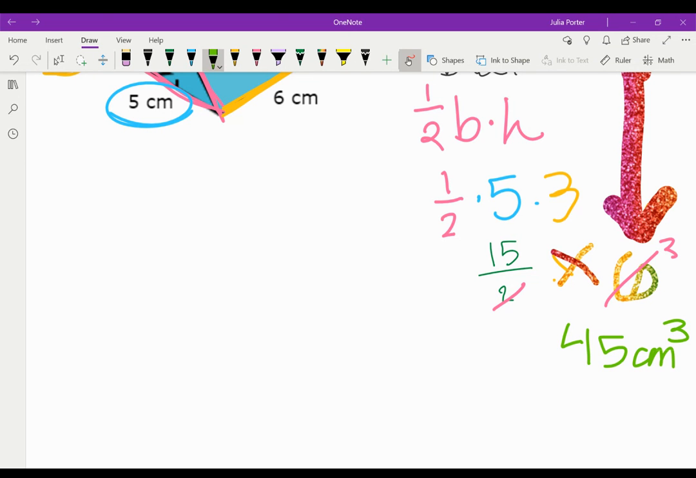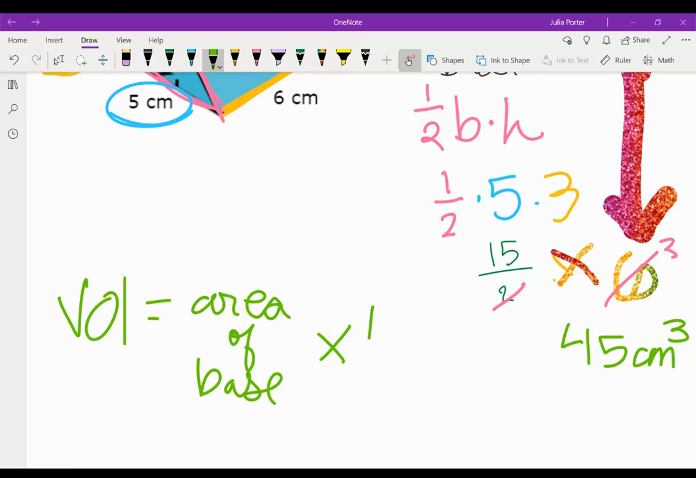I hope this helped you out a bit when you're going into your IXL today. And just remember that our volume equals our area of base times our height.